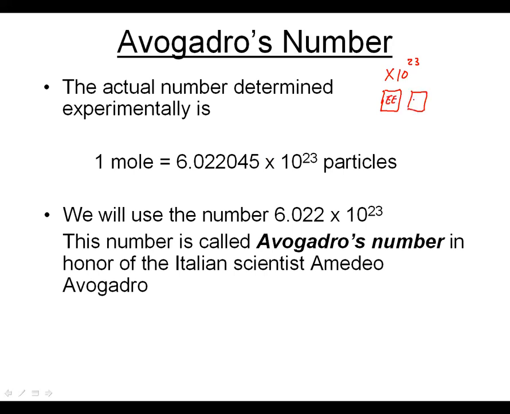And really what Avogadro's number is for us is a conversion factor. And it really is a conversion factor to go from moles to either atoms or molecules. And to do that conversion, we would start with moles. We would actually use Avogadro's number here on top. So on top would be 6.022 times 10 to the 23 atoms per mole. Moles will cancel, we'll be left with atoms.